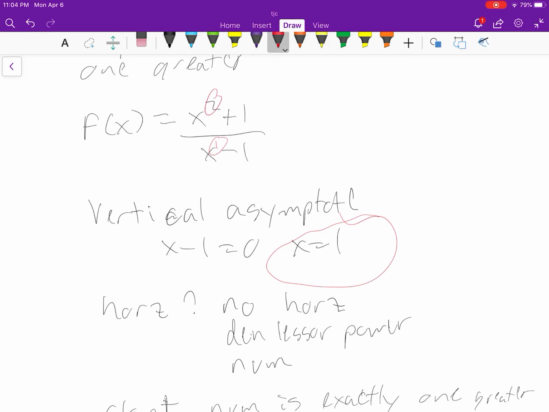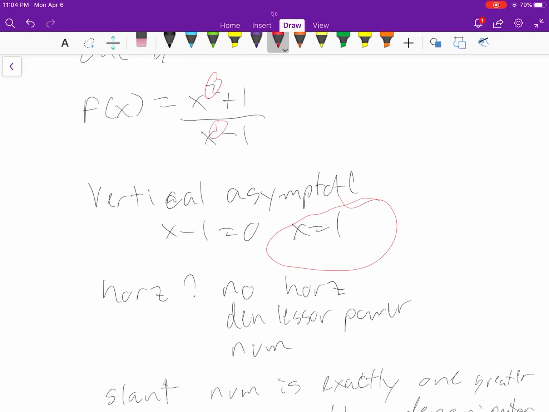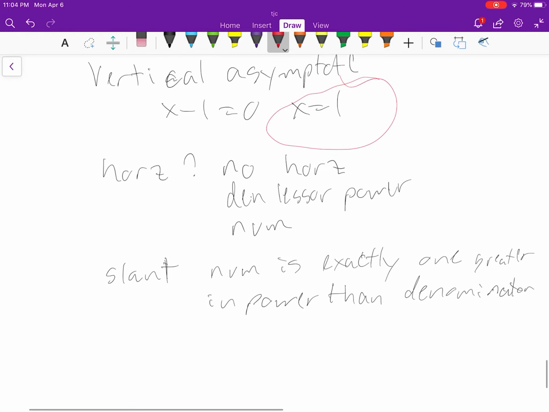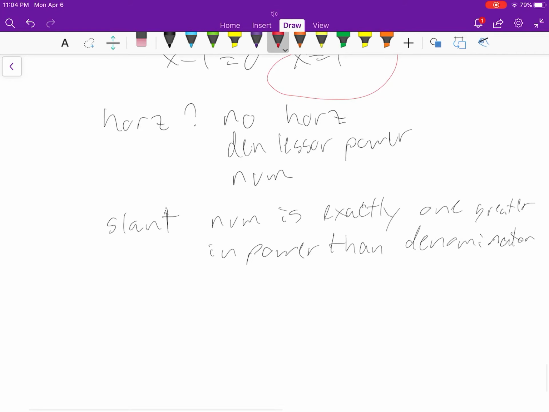All right, so now how do we go about graphing this guy? That's ultimately what we want to do. Well, what I usually do when I'm graphing is I go ahead and graph the asymptotes first.